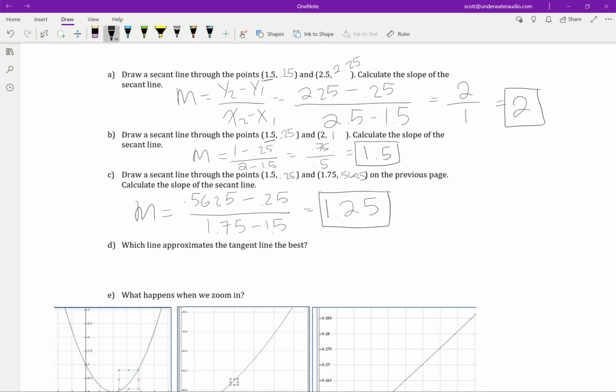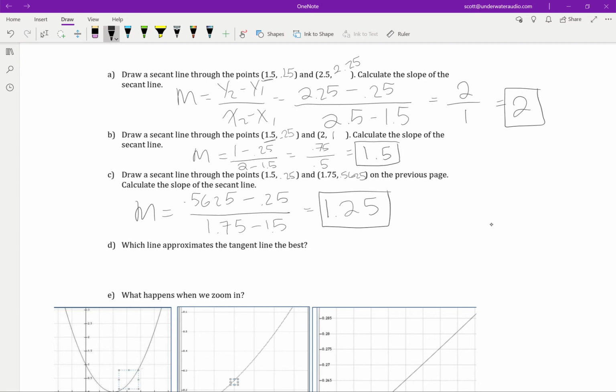So notice this number. So I started up here with 2, and now I'm getting a slope of 1.5, and then a slope of 1.25. So it seems like it's getting smaller and smaller and smaller, and maybe eventually it'll approach our tangent line.